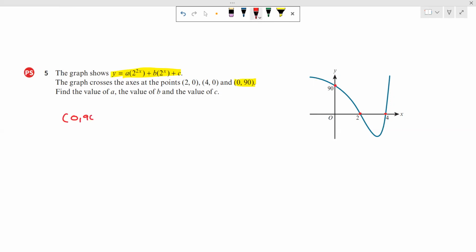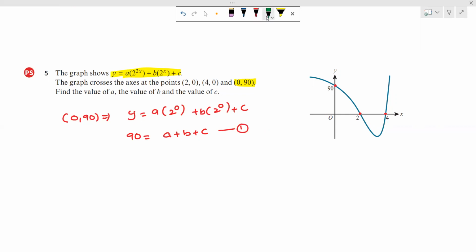So if I substitute (0, 90) in this equation, y equals a times 2 to the power of 0 plus b times 2 to the power of 0 plus c. Anything to the power 0 is 1, so a plus b plus c is equal to the y value, which is 90. Let us assume this is equation 1.